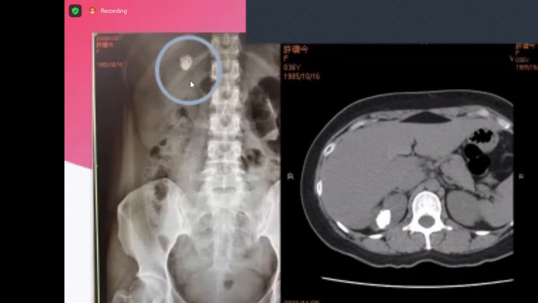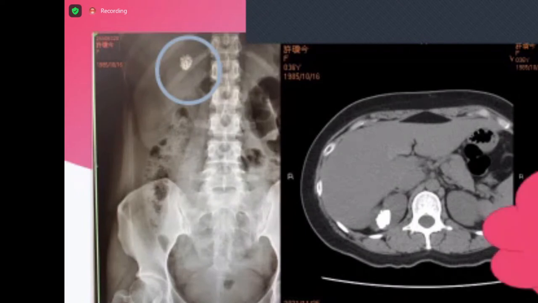But from the KUB, we did not know whether the stones were within the gallbladder or within the kidney. So we further arranged an abdominal CT for the patient. As you see, the renal stones are in the upper pole of the kidney. So in this scenario, what would be your surgical choice for this patient? Mini PCNL or RIRS?